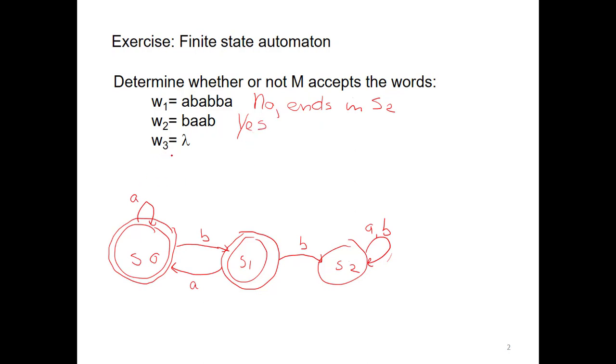Then the last one, does the empty word belong to the language? And then of course we know, because the starting point is in S0, and the S0 is also part of our final states. So if this is the situation, then lambda is always part of the language.